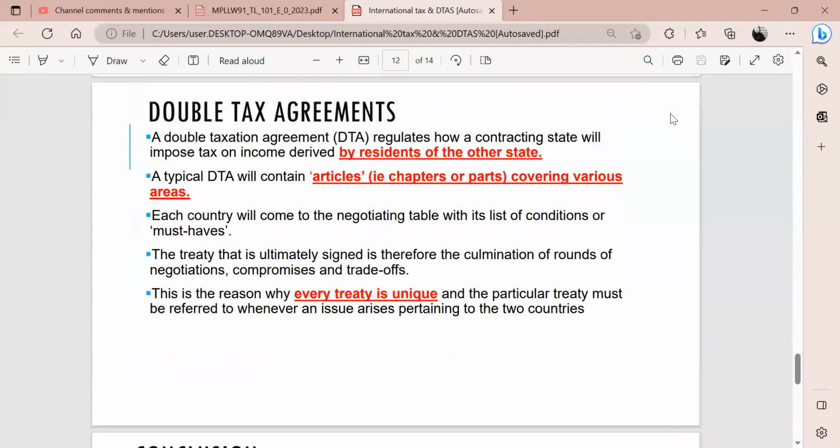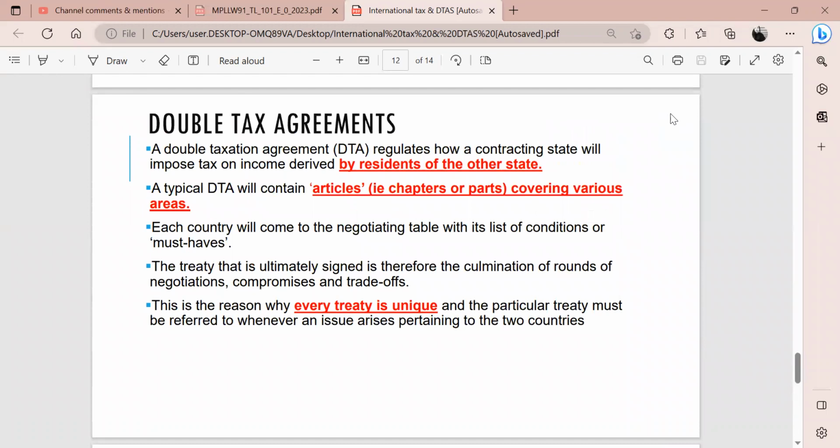And lastly, so this is the last step. Remember, step 1, you identify the resident status of the taxpayer. Step 2, the source of the income. Step 3, the withholding taxes. Step 4, the exemptions that are applicable. And step 5, the double tax agreement between South Africa and the other country.